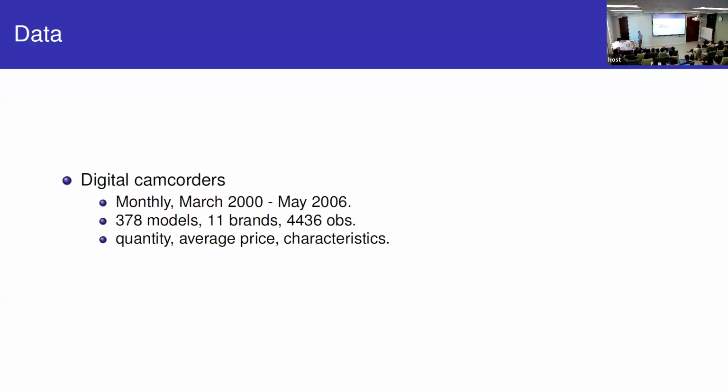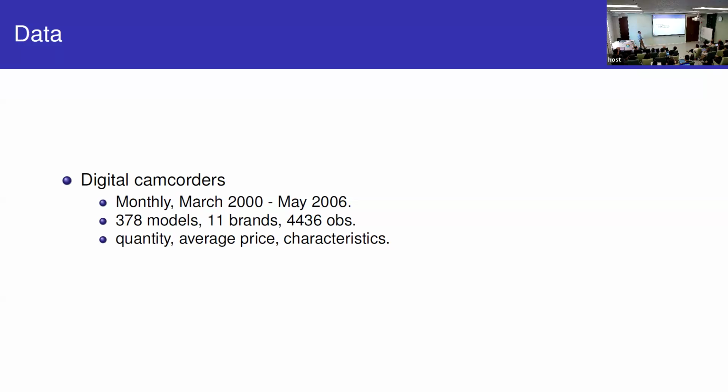Okay, so I'm going to show some empirical results here. You can see how the whole thing worked out. I'm going to talk a little bit more about disaggregate data; I'll come back to that point. But here's our aggregate data. This is the main data set we're using. We've got monthly data, March 2000 to May 2006, 11 brands, 4,400 observations.